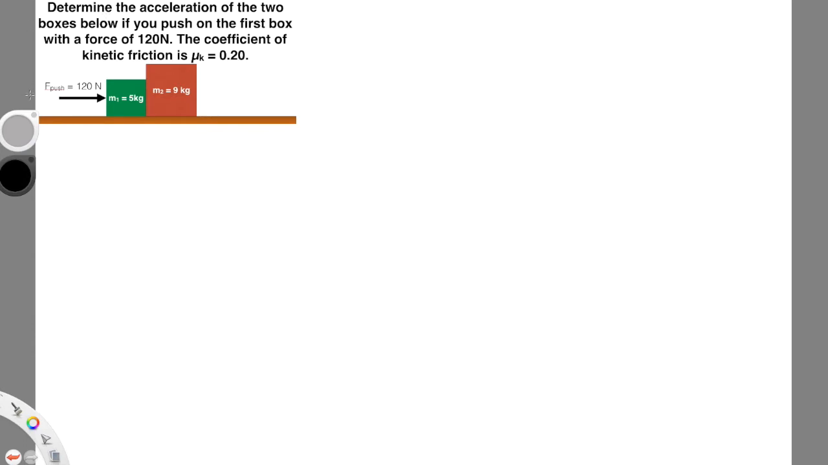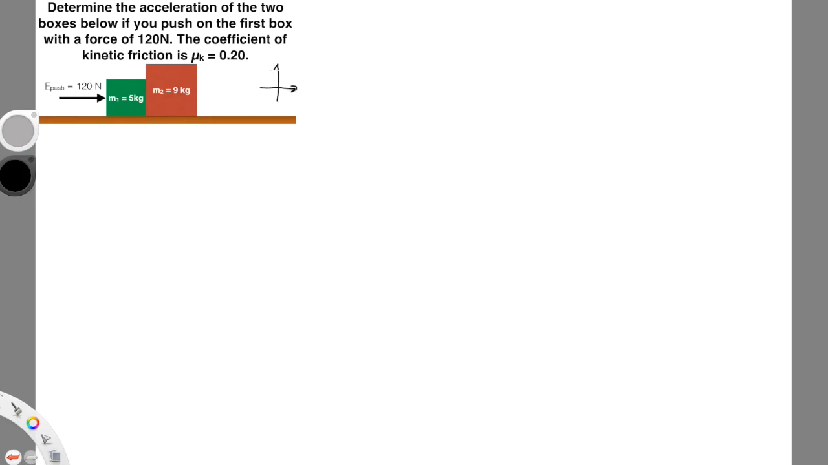We're pushing on two boxes. So we're pushing on box 1 with a force of 120 newtons. And box 1 is touching box 2. And they're going to slide across the floor, and we want to determine the acceleration of these two boxes. The coefficient of kinetic friction is given, and hopefully it's pretty clear that this is a forces problem and that we're going to need F equals ma.